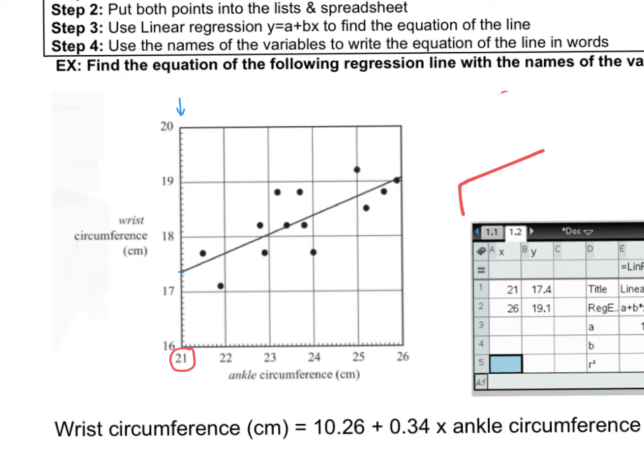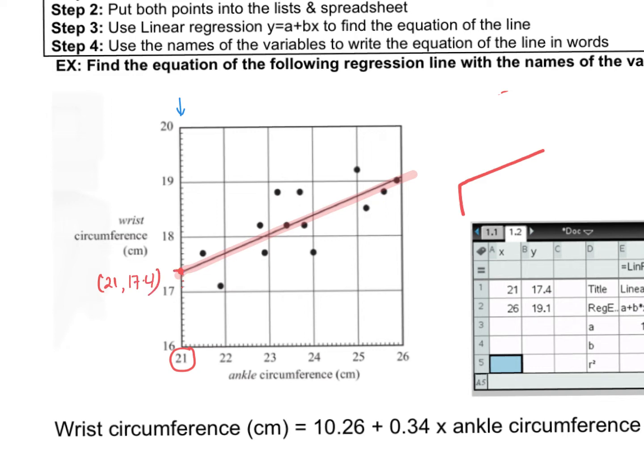Anyway, we're going to try and get the whole equation, so we're going to use 2 points that this line is going through. I'm going to use this first point because it's crossing nicely on the line. I'm going to say when x is 21, because this is the x-axis, y is 17.4. So I've read that off here.